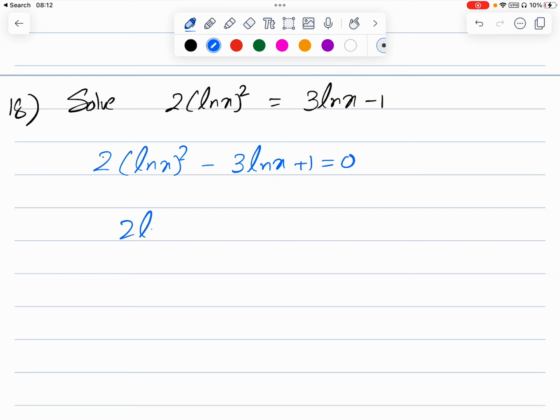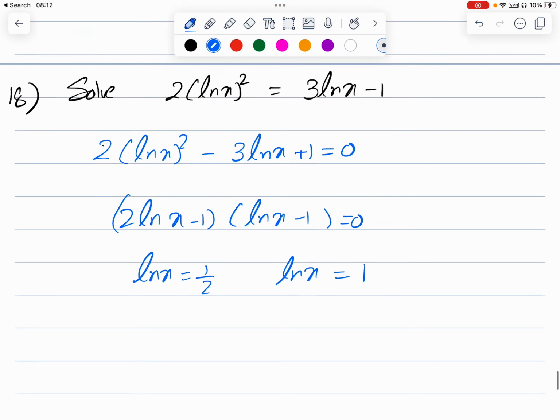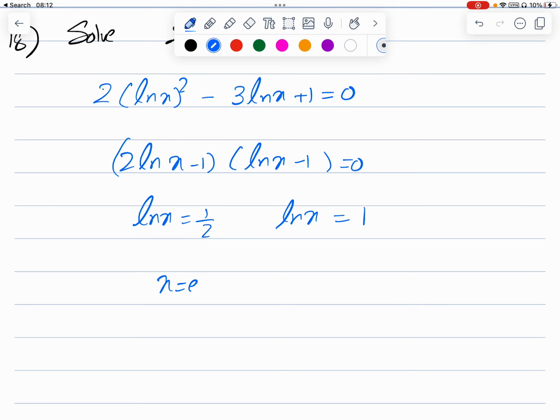This time I do it by factorization. (2 ln x minus 1) times (ln x minus 1) equals 0. So ln x equals 1 upon 2 and ln x equals 1. So x equals e power 1 upon 2, x equals e power 1.